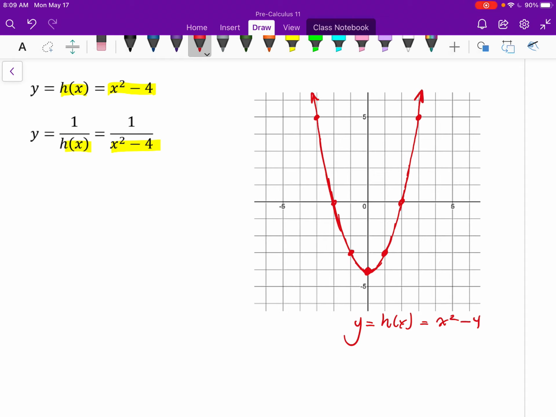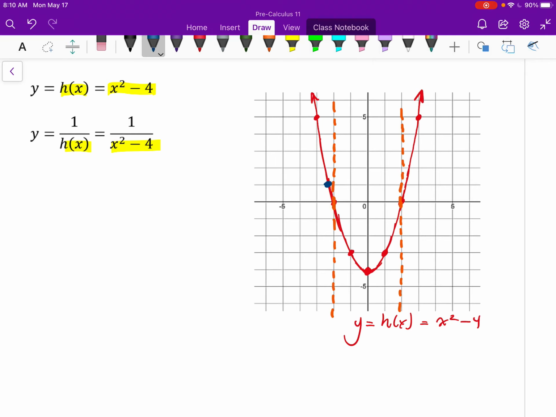All right, so I want the reciprocal of this. So again, the first thing I would do is pay attention to where h of x has an output that's 0, or really where h of x has an x-intercept. And that's at negative 2 and positive 2. So I know there's going to be a vertical asymptote at negative 2 and a vertical asymptote at positive 2 for my graph of 1 over h of x. The next thing I'd pay attention to is where the graph of h of x is equal to 1 or negative 1 in terms of outputs.